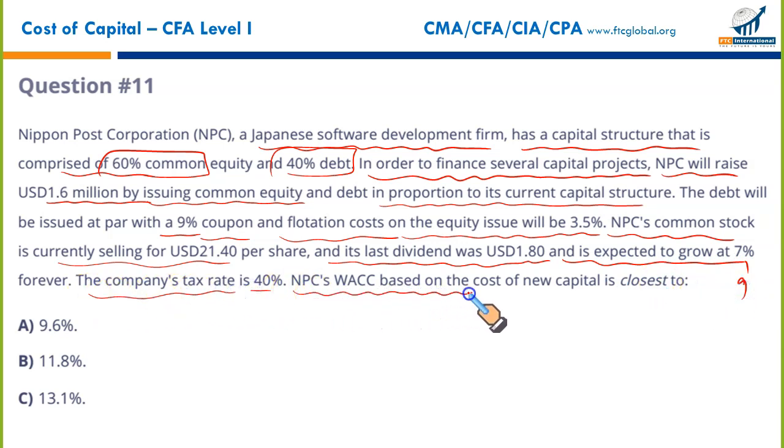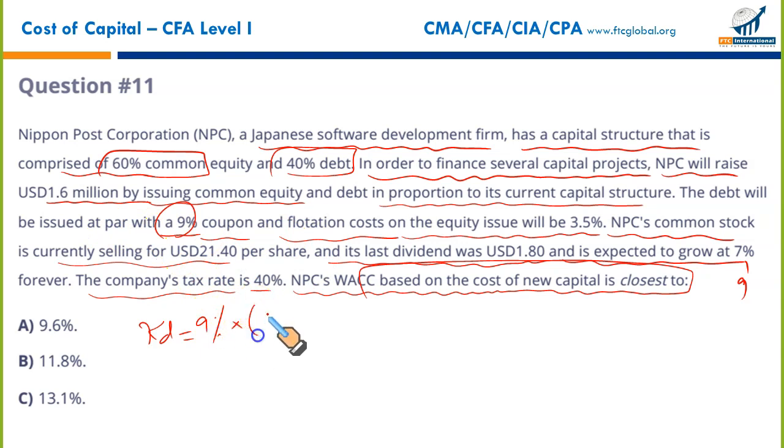NPC's weighted average cost of capital based on the cost of new capital is closest to? We need to calculate the cost of both of these and then we need to calculate the weightages. First of all, calculate the cost of debt. Cost of debt is simply the coupon because this is what we have been given. Ideally, if you have been given yield, take the yield rate, not the coupon. But since this is what I've been given, debt issued at 9%, 9% times 1 minus tax rate will give you 5.4%.